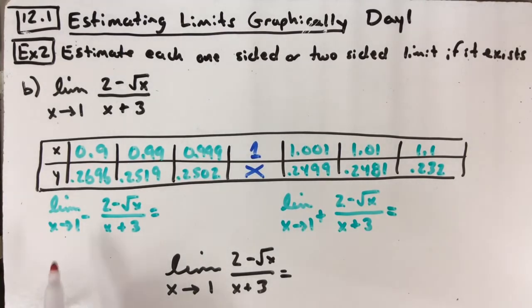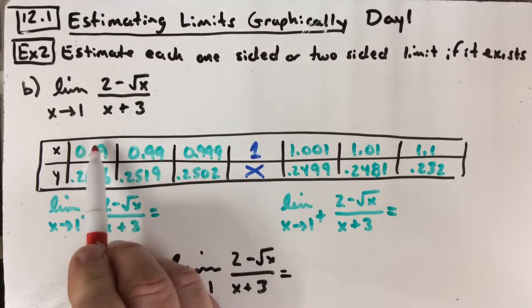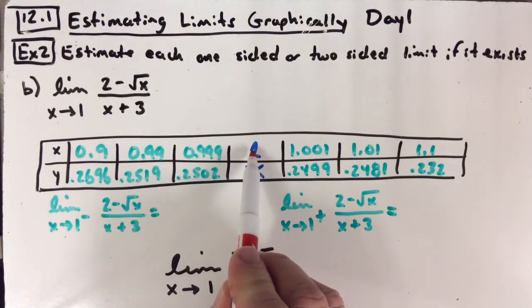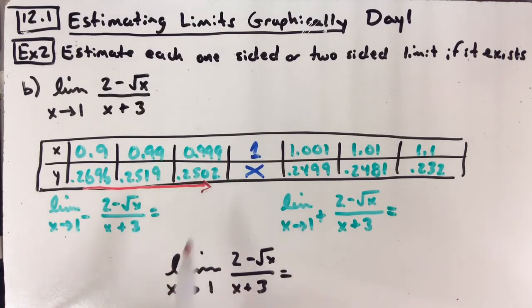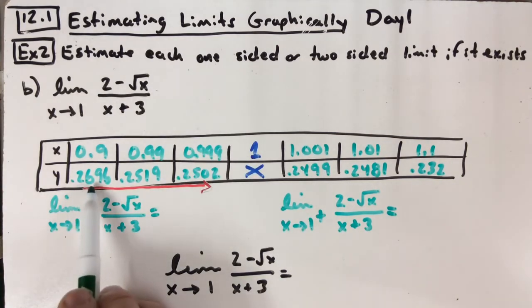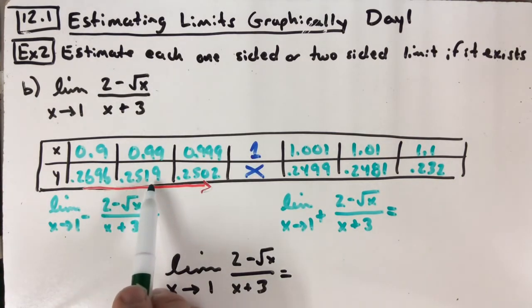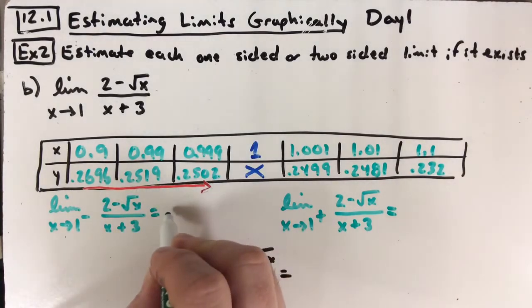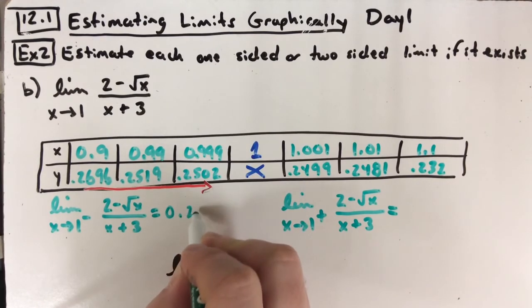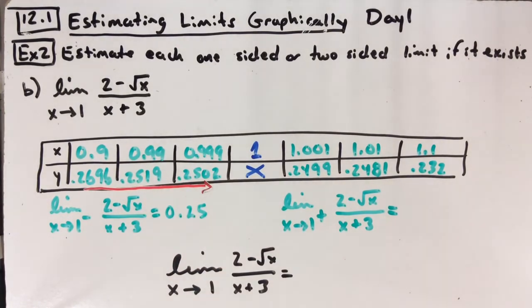For our left-hand limit, we're looking at the limit as x approaches 1 from the left side. So as our x's get very, very close to 1, you'd want to be taking a look at these y values and making a prediction about where you think they are headed. As I look at these y values, we have 0.2696, 0.2519, 0.2501. Looks like those are getting pretty close to 0.25 for the left-hand limit.